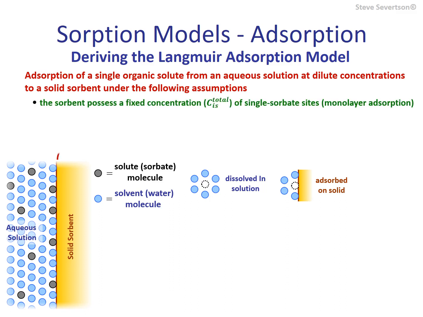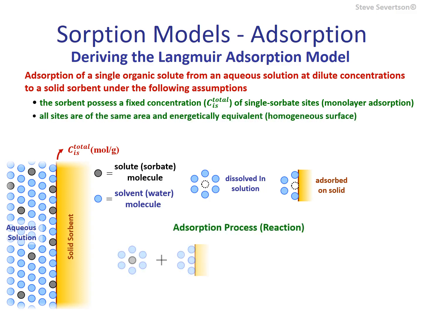First, the sorbent has a fixed concentration of surface sites, with each capable of holding just a single sorbate. Thus, adsorption is restricted to a monolayer. It is also assumed that the area and the energetics of each site is the same. That is, the surface is homogeneous.